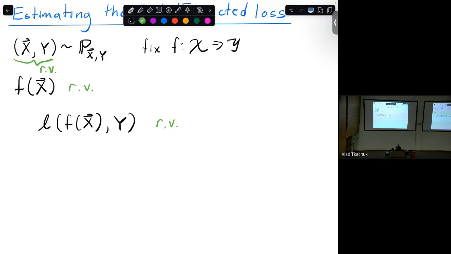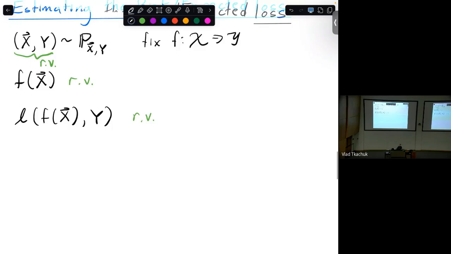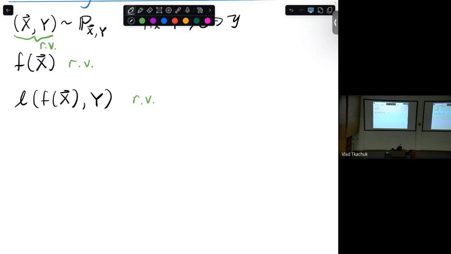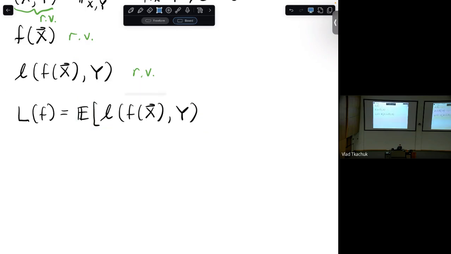Great. And okay, what do we care about? We have all these things. What do we care about? Well, we care about the expected value. We care about this guy, which is L of f. This is equal to the expected value of a random variable. Which random variable? This guy here. And this is the thing we've seen before.